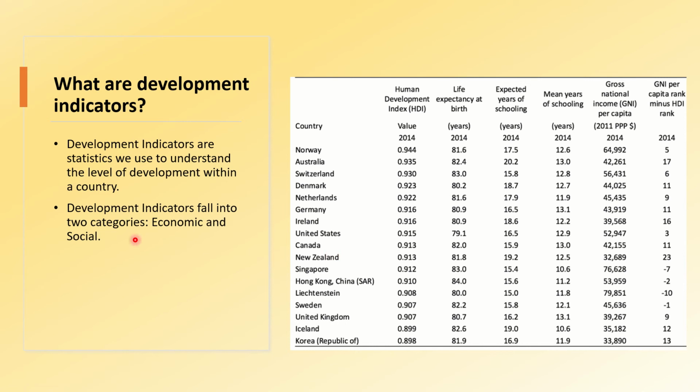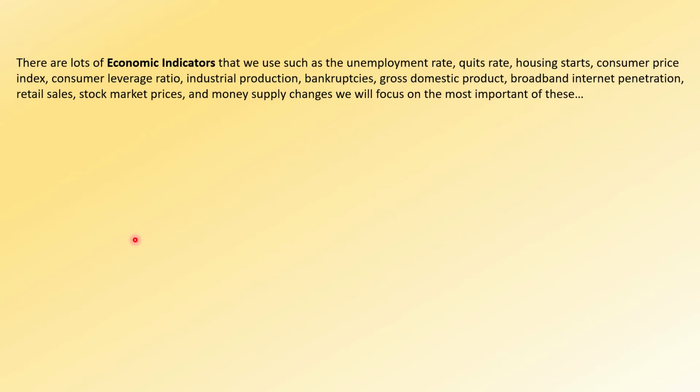The next big concept that we need to address is that development indicators fall into two broad categories: economic and social indicators. So let's take a look at the first of these categories now. There are in fact lots and lots of indicators out there, and you only need to be broadly aware of a few of them.